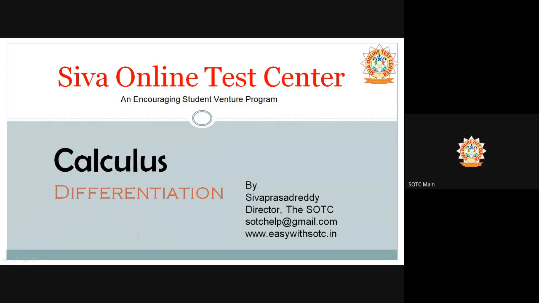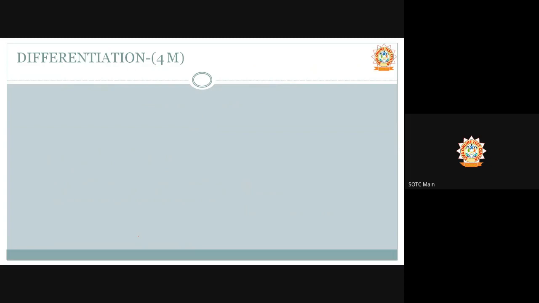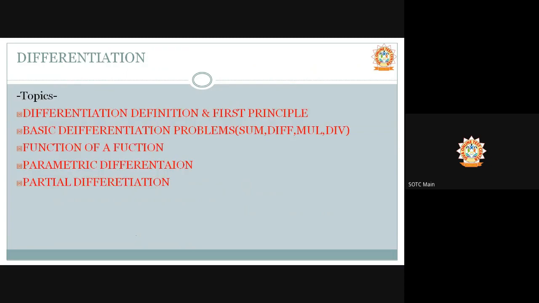The next part of this calculus is differentiation. From this differentiation, you will get 4 marks. These are the topics that we have under differentiation in the AP EAMCET syllabus. One is the definition of differentiation, then the first principle of differentiation.